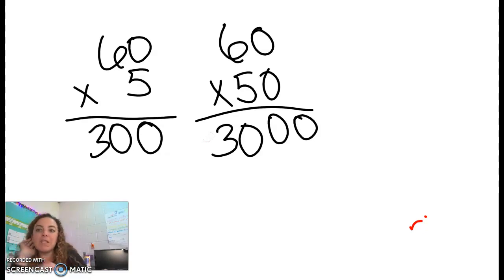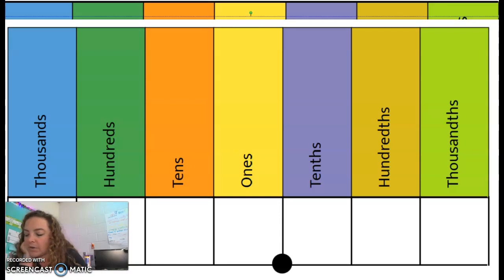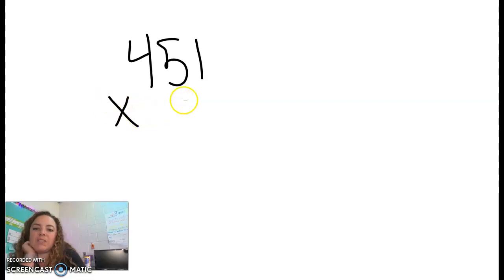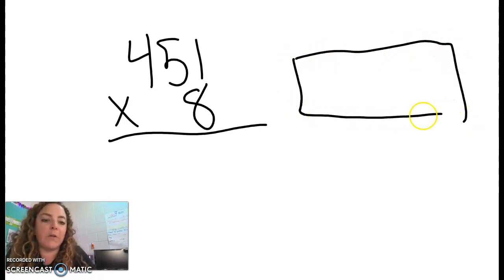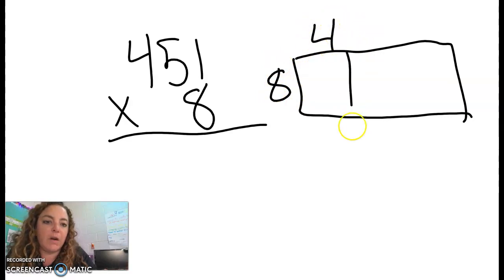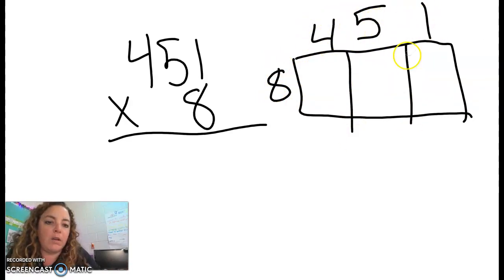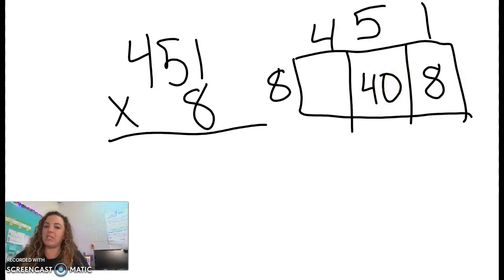Okay, now if I get something a little bit more complicated, for example, 451 times 8, I'm going to actually do it on a new board. 451 times 8. Now, again, for me, I just want to use the traditional algorithm because I want to do things really as quickly and as fast as I can. Partial products is another one that I think works really well for you guys. So I'm going to put my 8 out here, my 4, my 5, and my 1. So 8 times 1 is 8. 8 times 5 is 40. 8 times, and then I'm going to do 8 times 4.